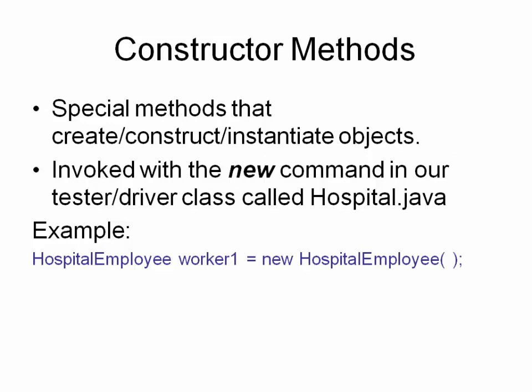So just to review, remember we've got a special method called a constructor method. It has the same name as your class. So in this case, the constructor would be called HospitalEmployee. And here's an example of invoking the HospitalEmployee constructor and creating an object called worker1. This line of code would be found in your test or driver class called Hospital.